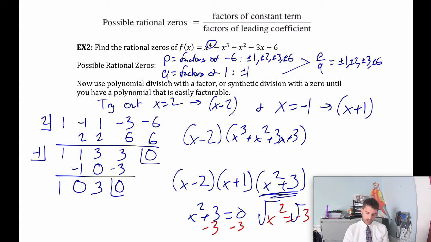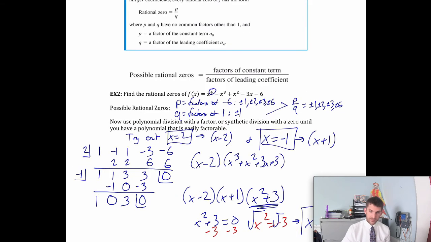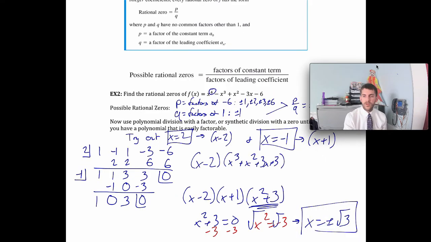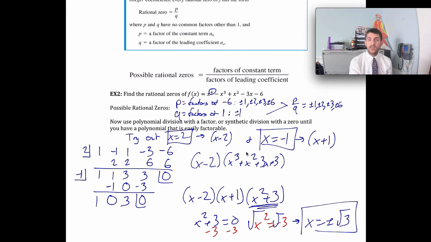So we have 4 zeros: x equals 2, x equals negative 1, and, I just realized I'm off the page, let me move my picture there, and the last two are x equals positive or negative square root of negative 3.